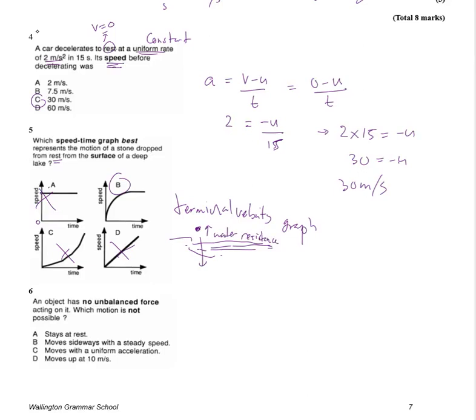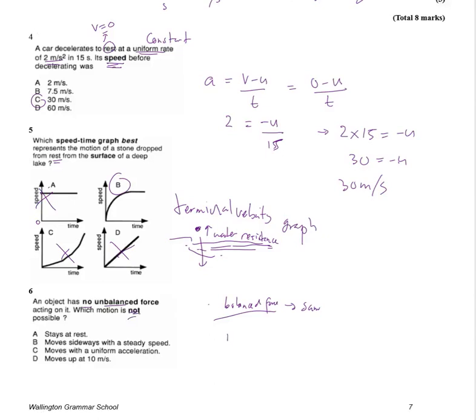Now, the last question. An object has no unbalanced forces. Unbalanced forces are when you have one force which is bigger and one smaller. Now here it says it has no unbalanced forces. So if it has no unbalanced forces, it means that the forces are balanced. It means the forces are the same. Now which one is not possible? If the forces are balanced, the object will stay at rest.